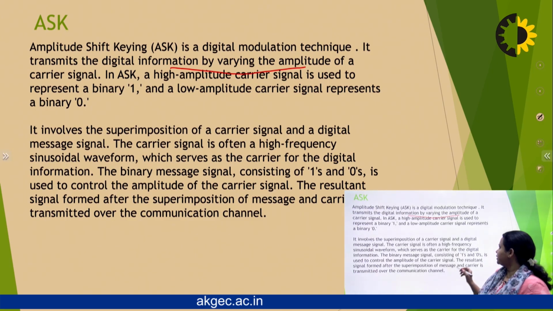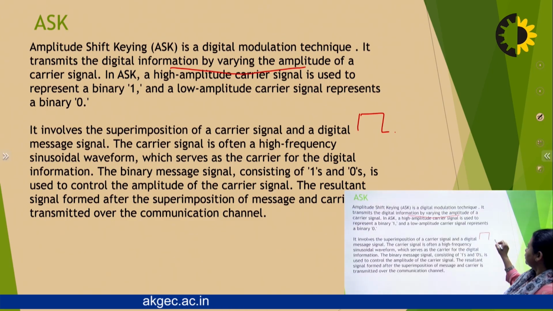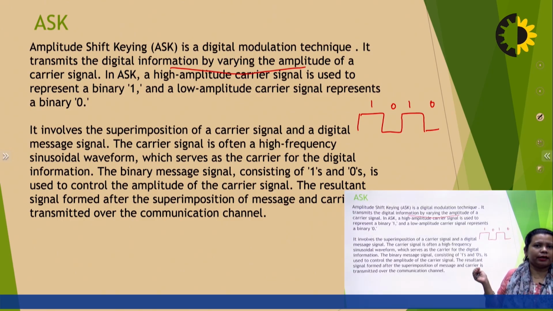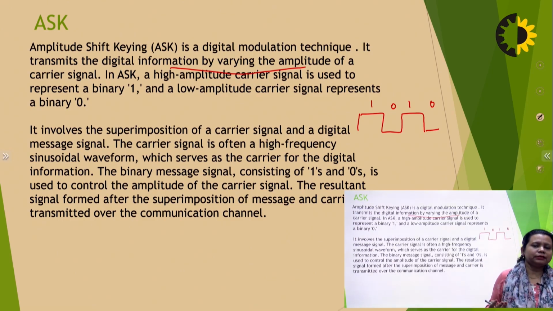We all know that a digital signal is like this: 1 0 1 0. If we need to transmit this signal, we need a carrier signal. The carrier signal is the signal that helps us with long distance communication. It takes our signal from the transmitter to the receiver. So in the modulator part, we need a message signal and the carrier signal.